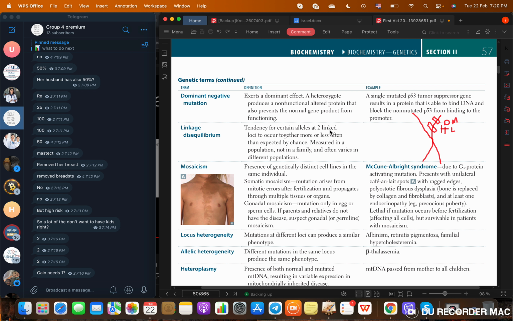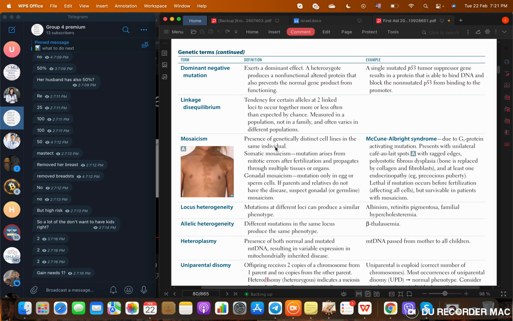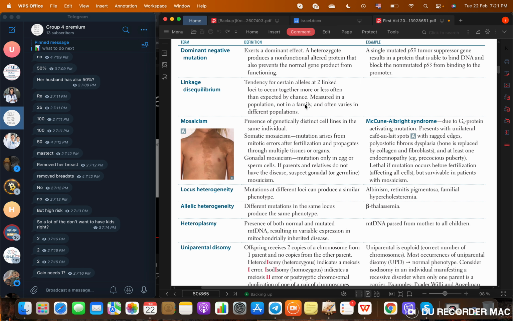Tendency of certain alleles at two linked loci to occur together more or less often than expected by chance. So it becomes more likely because they are located close to each other. It's measured in a population, not in a family, and often varies with different populations. So yeah, it's not something you will tell your patient about. It's something for the meta-analysis people, you know?